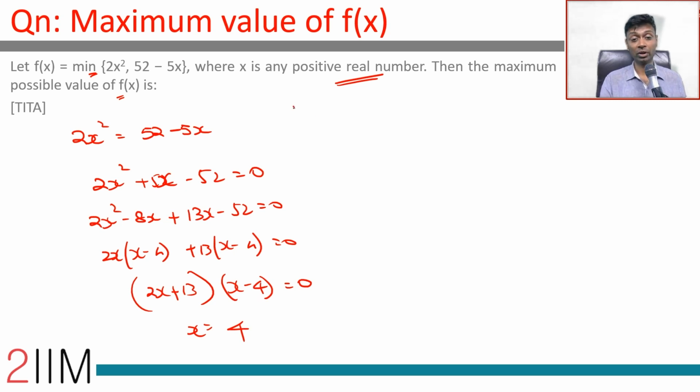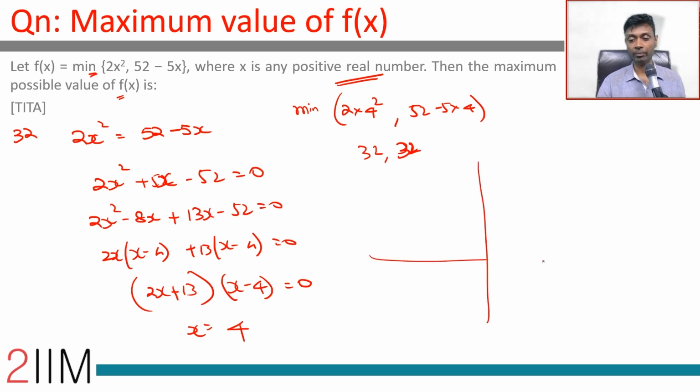Substitute that. We're talking about the minimum value of 2 into 4 square, comma, 52 minus 5 into 4. This is 32. This is 32. Or the value we are looking for is 32. Now think about this. I'm going to dive deeper into this minimum idea. 2x square is a graph like this. 52 minus 5x is a line like this.